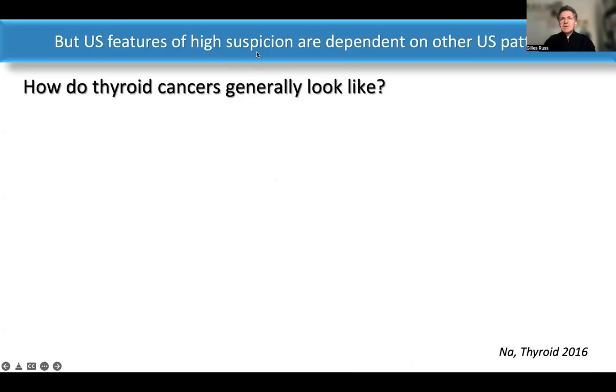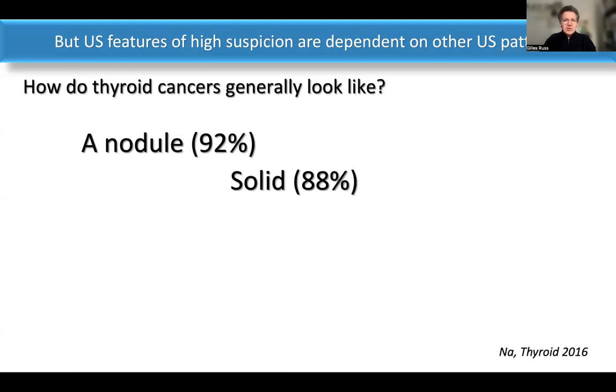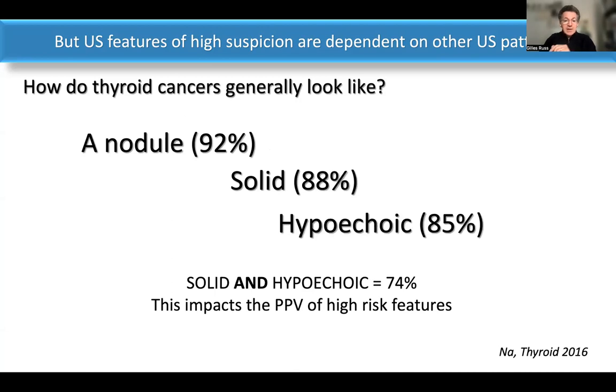Now, the second cause of this wide range of malignancy in EU-TIRADS 4 nodules and even in EU-TIRADS 5 nodules is the specific aspect of thyroid cancers. What I mean is, how do thyroid cancers generally look like? Usually they look like a nodule, not a mass, or not only microcalcifications. Usually a thyroid cancer is solid, and usually it is hypoechoic. And it is even solid and hypoechoic in 74% of all carcinomas. So this has a lot of impact on the positive predictive value of high-risk features.